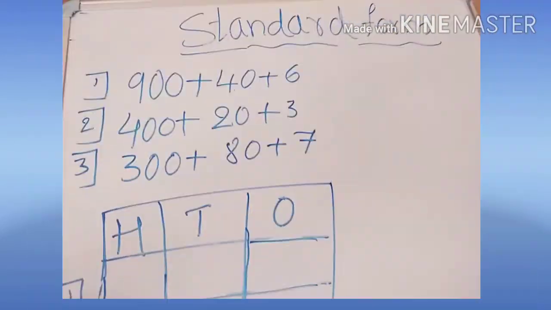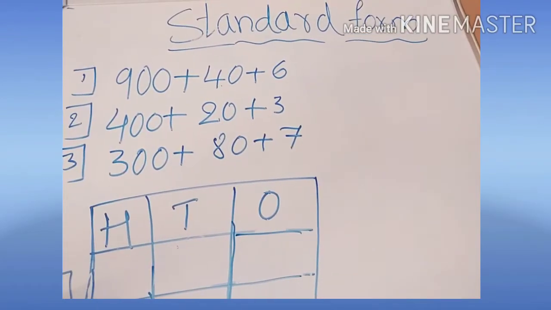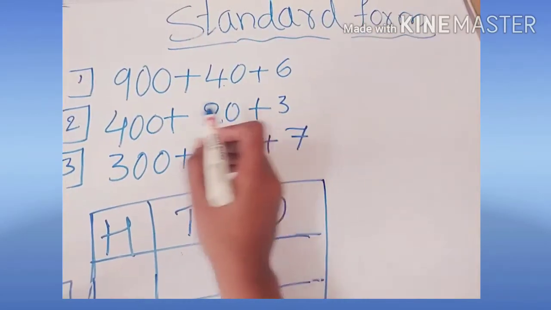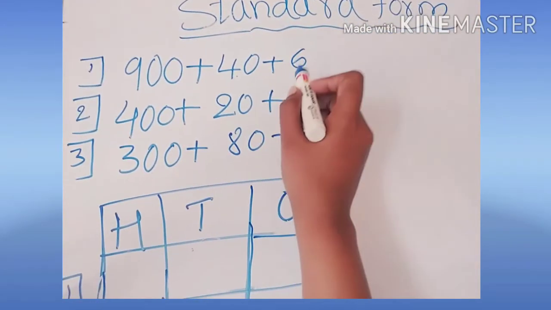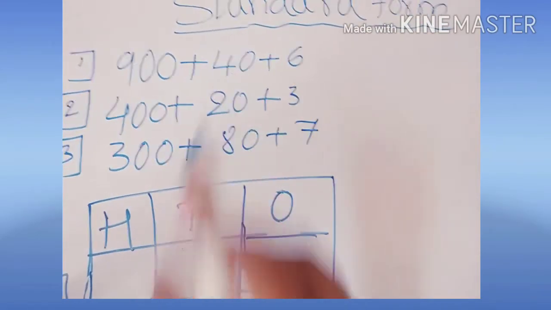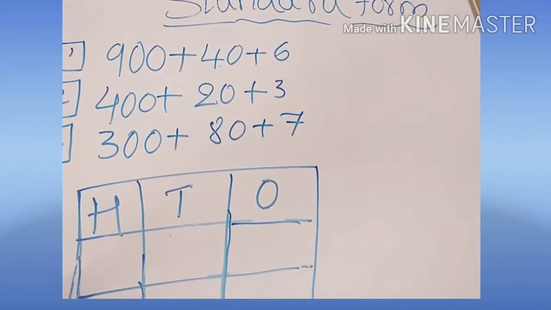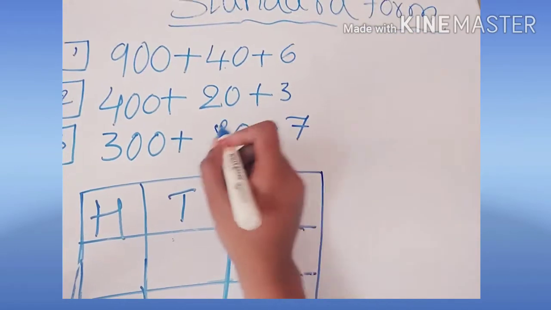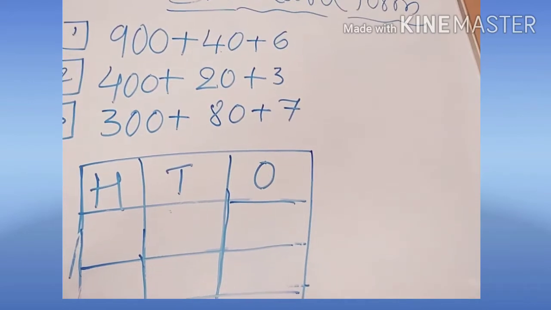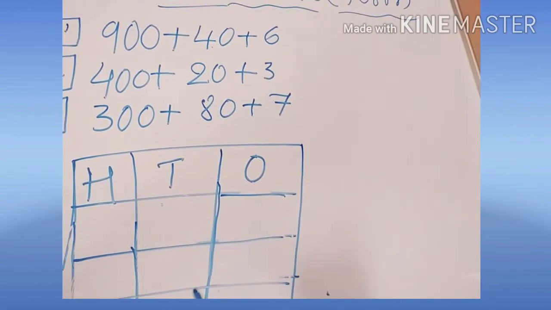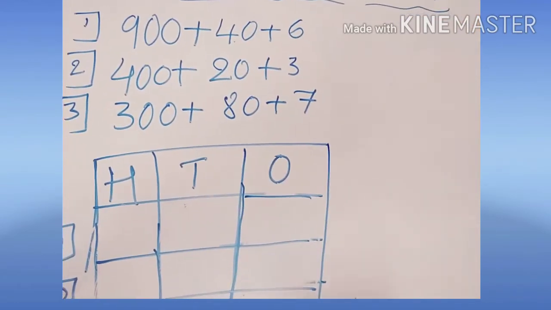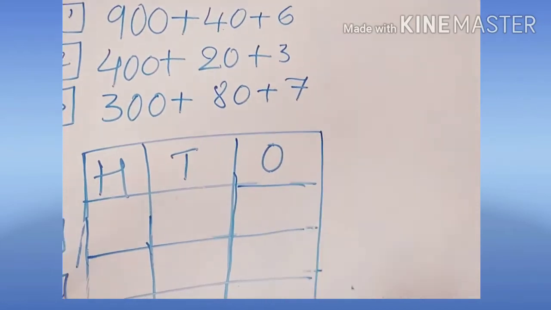Okay. Dear students, now we will discuss how to write the standard form of 3-digit numbers. Here they have given the number in expanded form. Now we have to write the standard form of these numbers. For that, again we have to use the place value chart. This is 100 place, 10's place and 1's place.